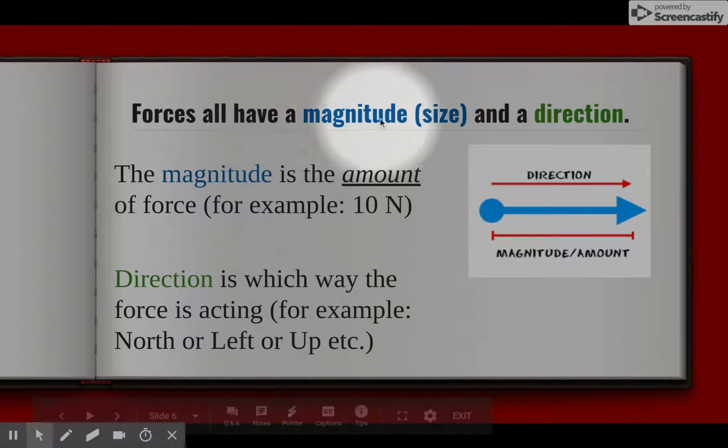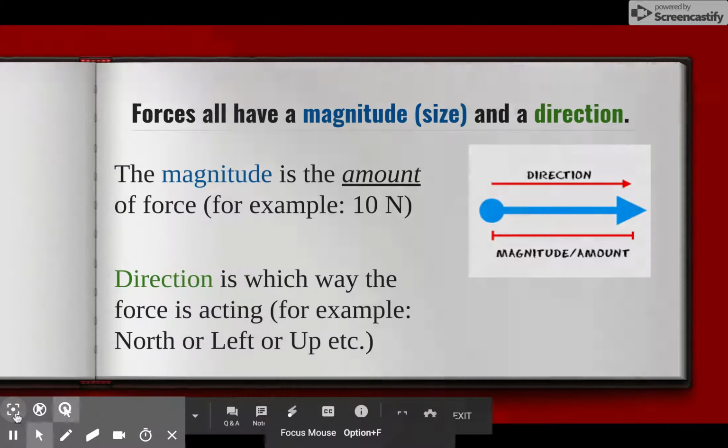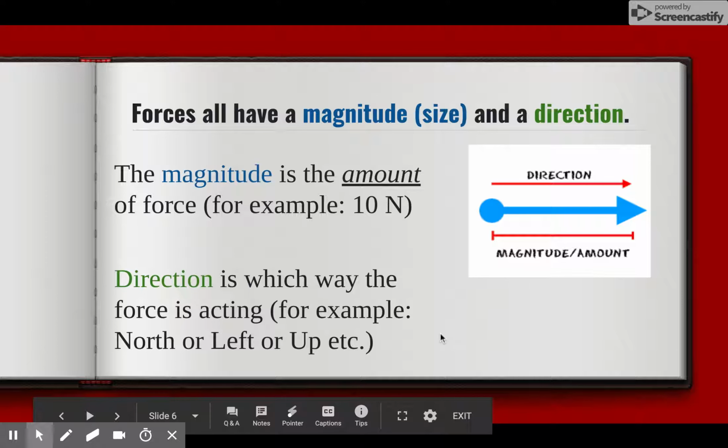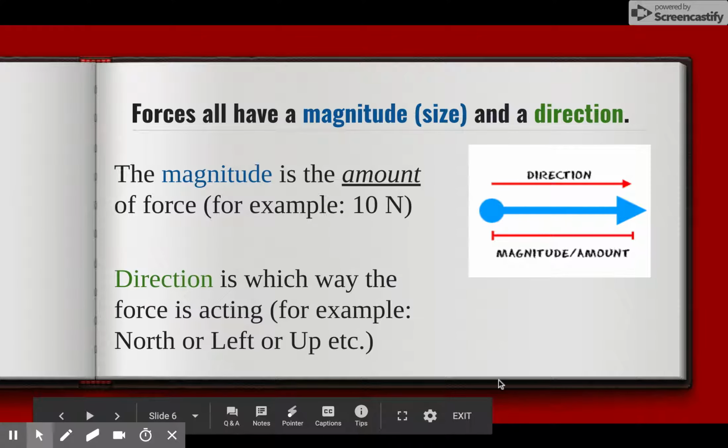All forces have what we call a magnitude and a direction. The magnitude, or the size, is the amount of force that there is. We normally measure that in newtons, with this N here, and that's a number value. So it could be 5 newtons, 10 newtons, 100 newtons. That is the magnitude. The direction is simply which way the force is acting. Is it going up, to the left, down, north, south, east, west, etc.?